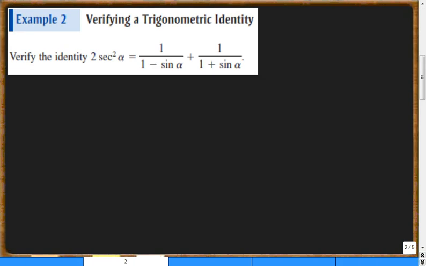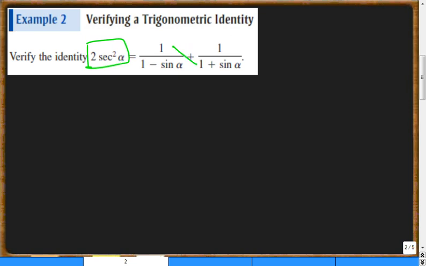Next problem. So we've got 2 secant squared alpha, but we'll just call it theta, equals 1 over 1 minus sine of alpha plus 1 over 1 plus sine of alpha. So the more complicated side is your right side. So we're going to make it look like this. So I'm going to work with my right side until I get it to that.